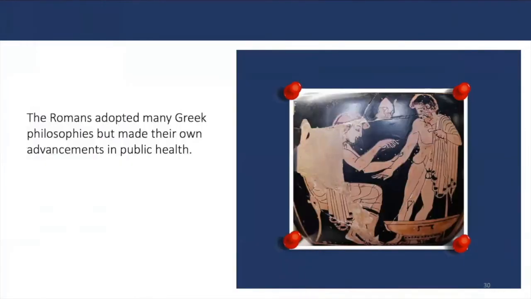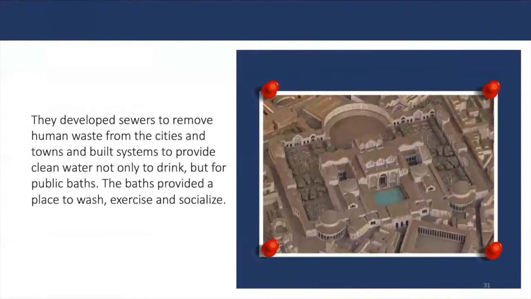The Romans invented numerous surgical instruments, like the surgical use of forceps, scalpels, cross-blade scissors, and the surgical needle. Romans also performed cataract surgery. They built systems to provide clean water not only to drink but for public baths, which is an imitated idea from the Harappan civilization.